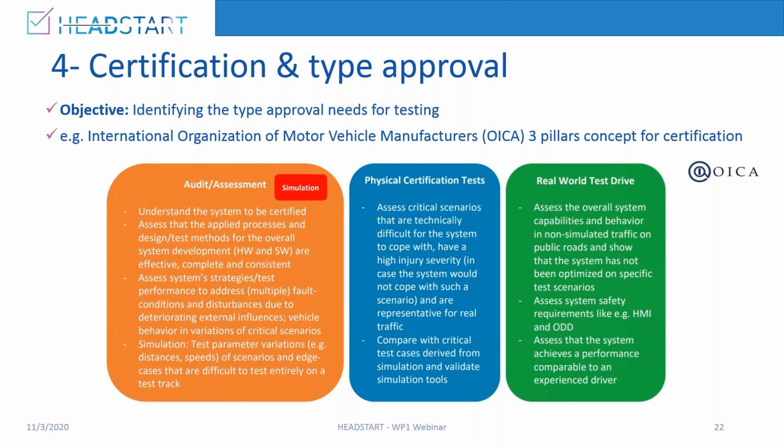Regarding certification and type approval, the objective was to identify the needs for this, and the main concept that was found and discussed a lot was the 3 pillars from OICA for certification. So I'm not going to detail them too much, but basically the goal is to certify the CAD vehicle with 3 different steps. So audit and assessments through simulation, then physical certification tests, and then finally real-world test drive to assess the overall system capabilities.